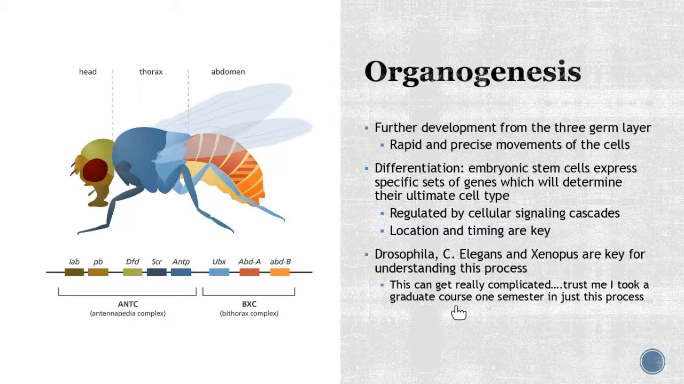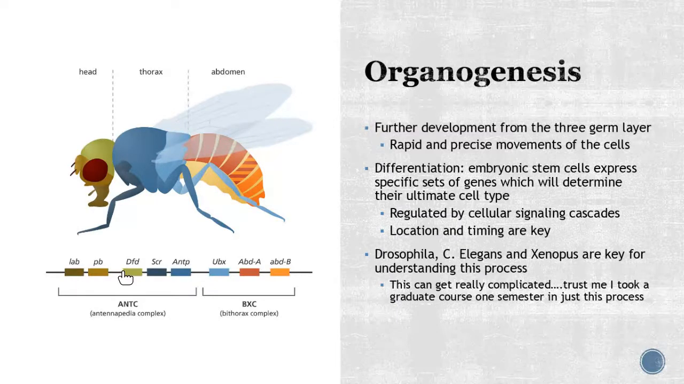Several organisms are essential for studying this. The fruit fly, the worm C. elegans, and Xenopus the frog are key organisms used for developmental biology and understanding what genes turn on at what time and how they're important. I've mentioned Hox genes before, especially in the evolution part. But these are genes on a chromosome, and we share a lot of similarity in these genes, which are pretty much almost identical in humans, which is kind of cool.